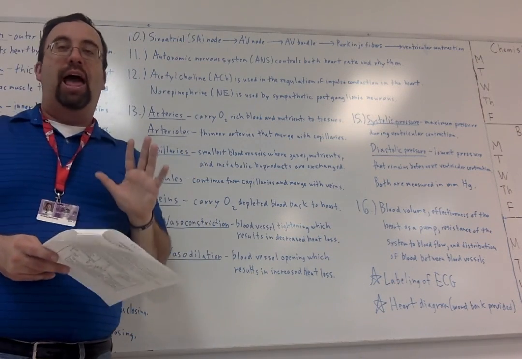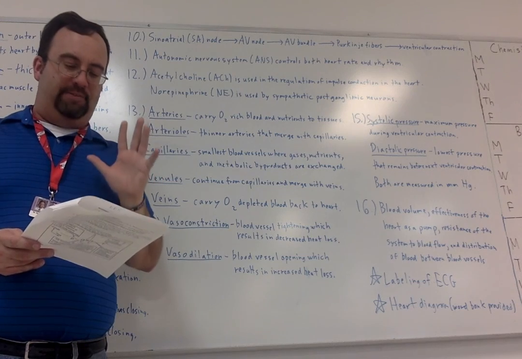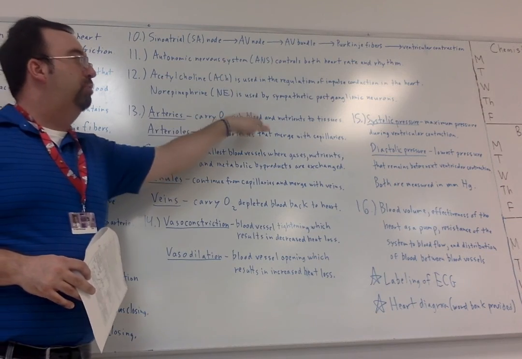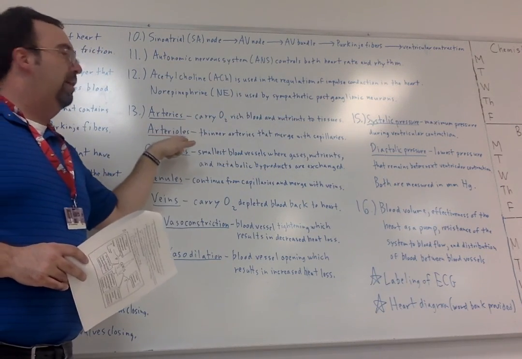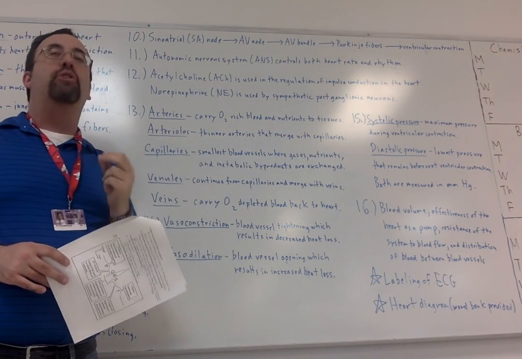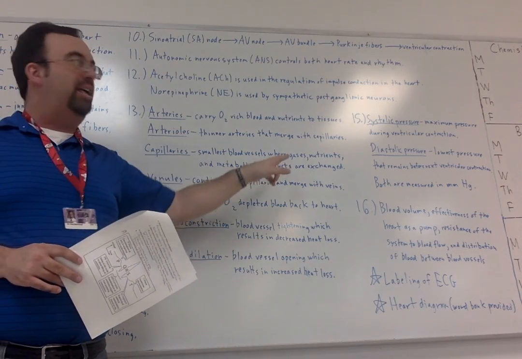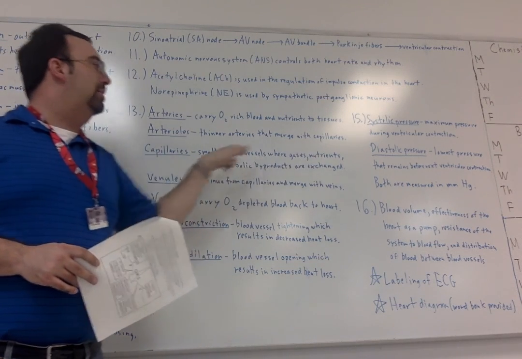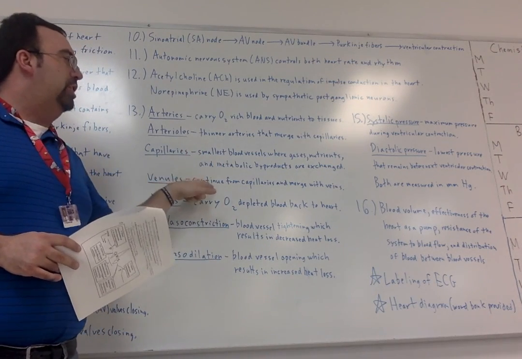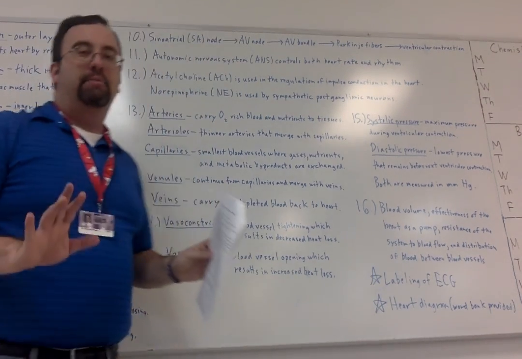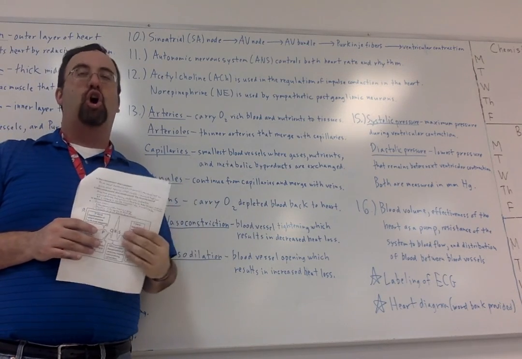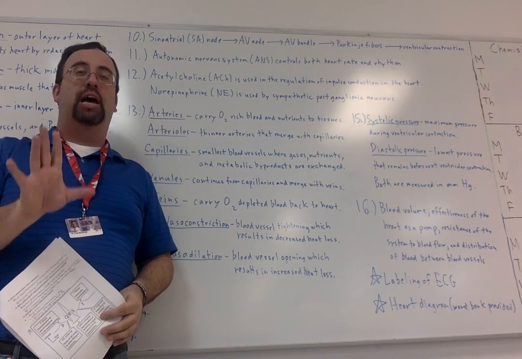All right, we're going to go ahead and list and describe the 5 blood vessels. We have our arteries, which carry oxygen-rich blood and nutrients to the tissues. The arterioles are thinner arteries that merge with the capillaries. The capillaries, as you remember, are the smallest of the blood vessels. This is the place in the body where gases, nutrients, and metabolic byproducts are exchanged. We also have venules, which continue from capillaries and merge with veins. And then finally we have veins, which will then carry oxygen-depleted blood back to the heart. And so those are the 5 major types of blood vessels.